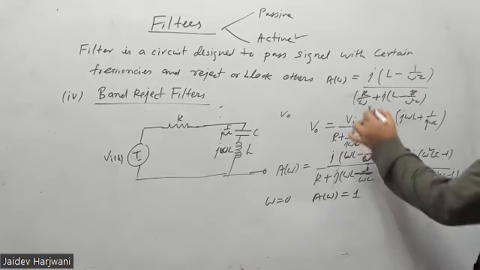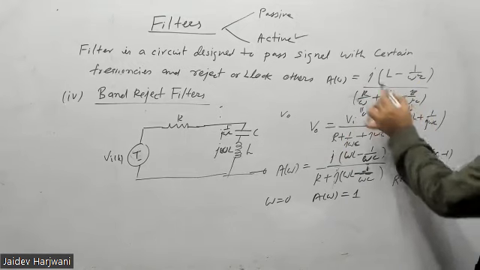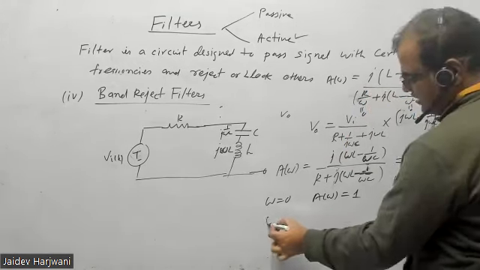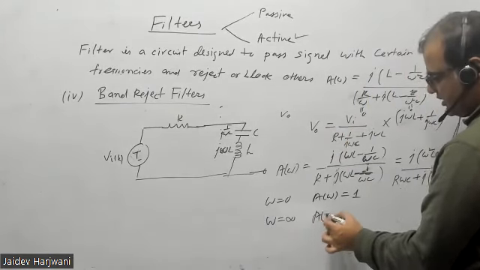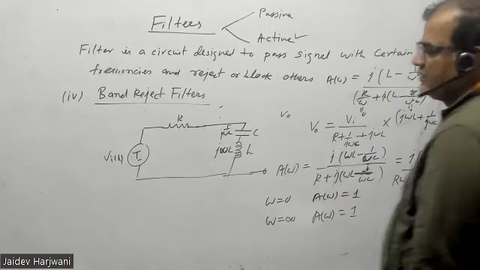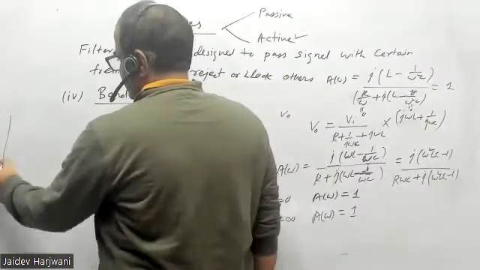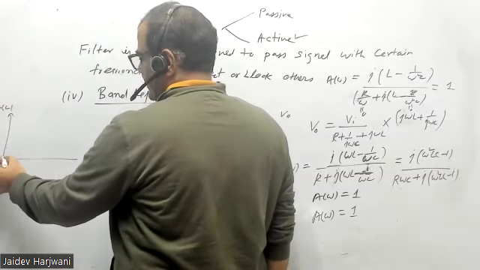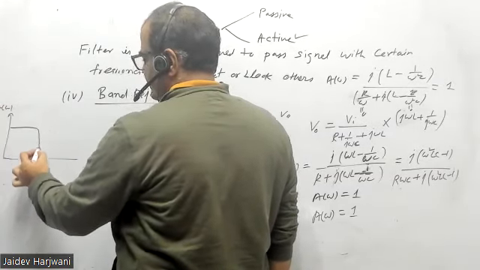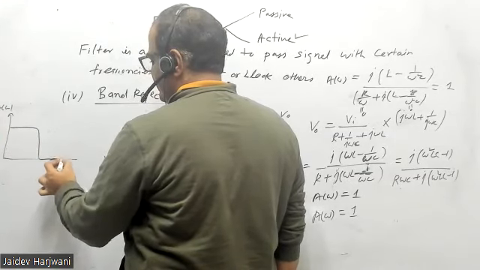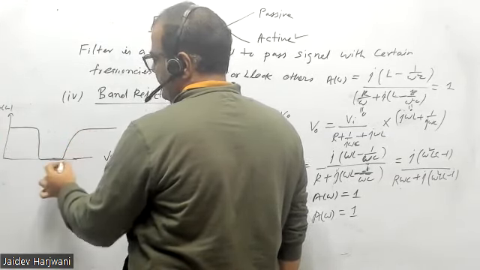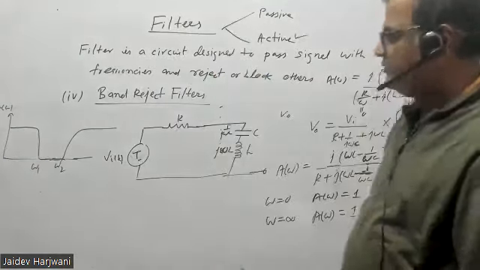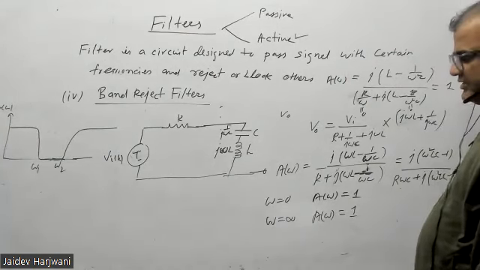Now, if you put infinite, this term becomes zero, this term becomes zero, only jL and jL remaining, you again get one. So if you put omega equals to infinite, again you get A equals to one. So means your graph is like this, already I have drawn. At low frequency you are getting one, and for higher frequency also you are getting one. In between, there will be two frequencies which will be rejected. That is called band reject filter.